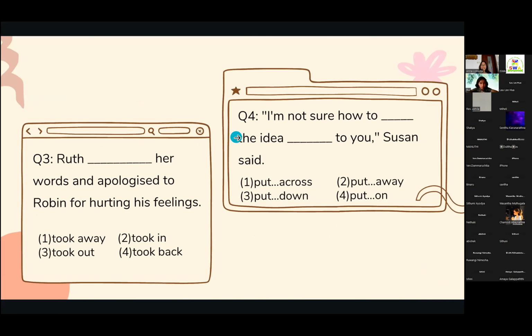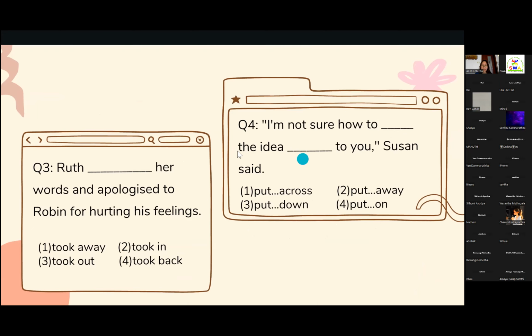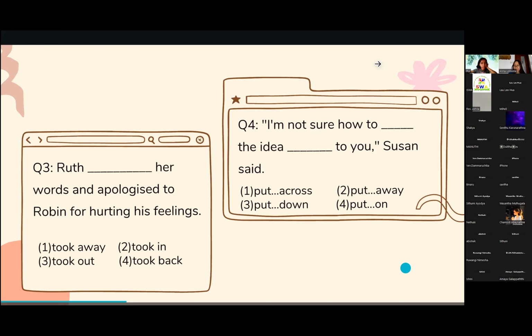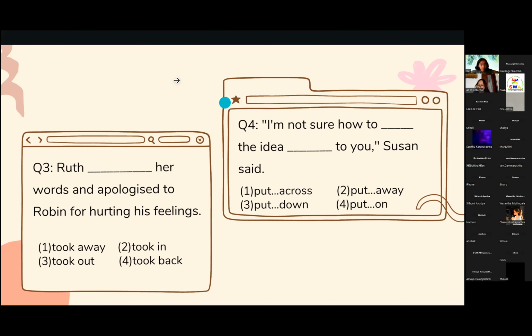Okay, moving on. Question number 3. Does anyone want to volunteer to read this question? If you want, you can raise your hand. Okay, I'm sorry if I pronounced your name wrong. Ruangi Nimisha, do you want to read? Ruth blank here words and apologies to Robin for hurting his feelings. Thank you. Okay, yeah, you can all type your answers in the chat.